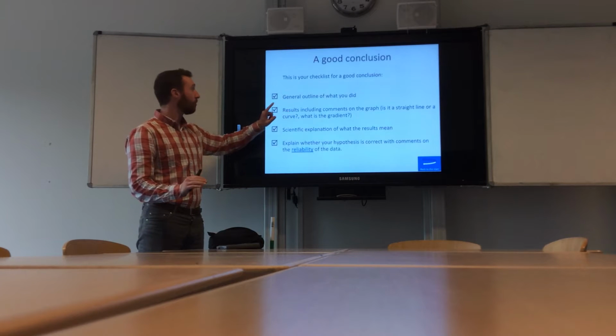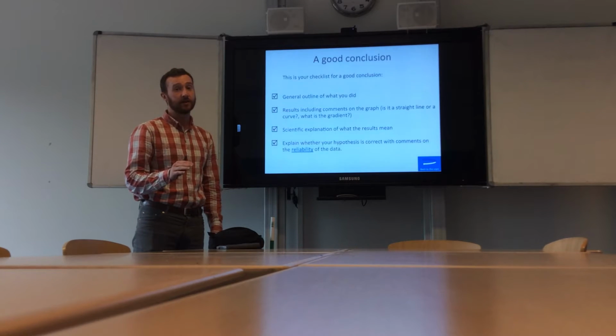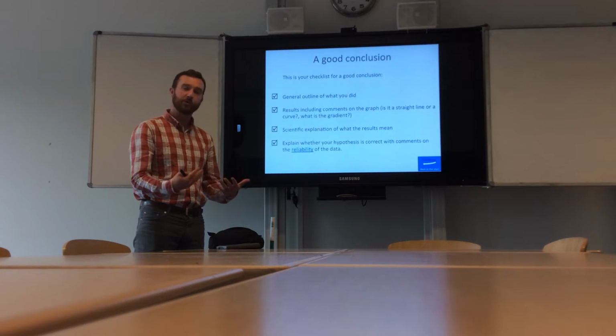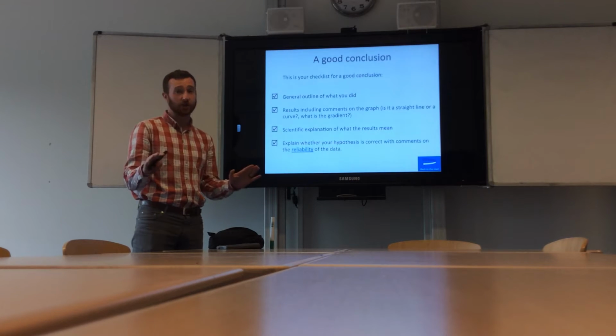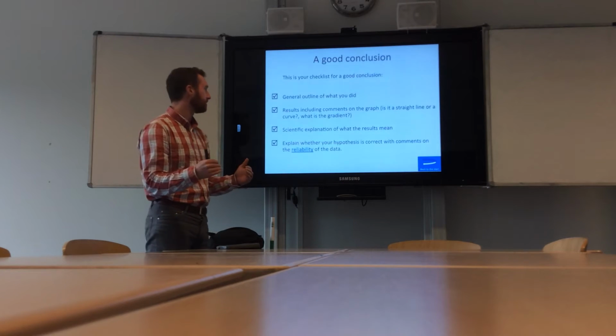So we'll start with the conclusion checklist. It's really good to start out with a general outline of what you did. So what happened in your experiment? What were you investigating? This is to show someone that hasn't seen anything else other than the conclusion what you were doing. So you need a very good explanation in there.